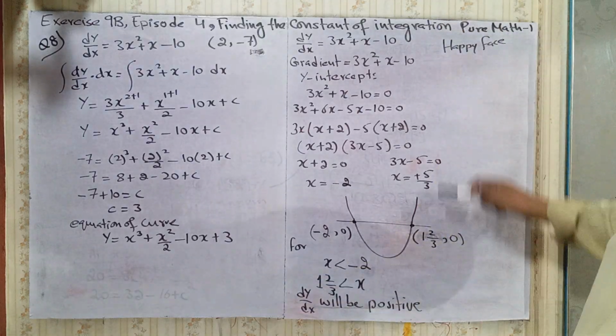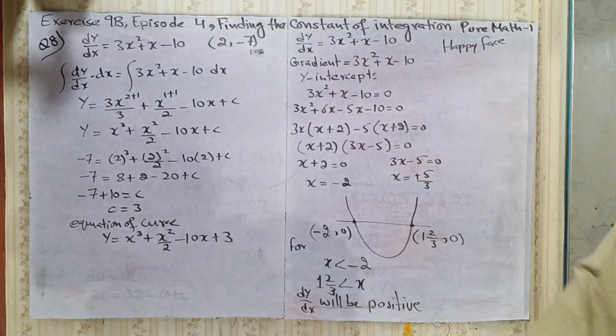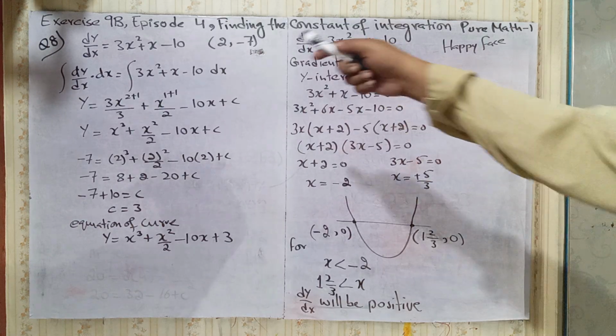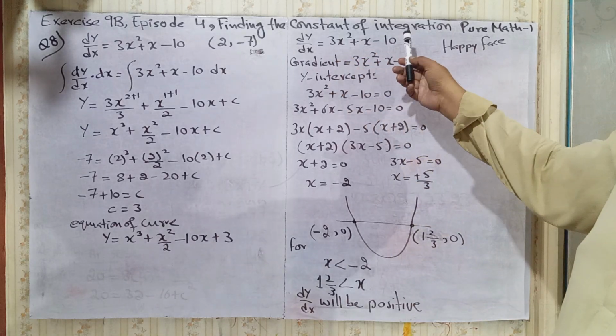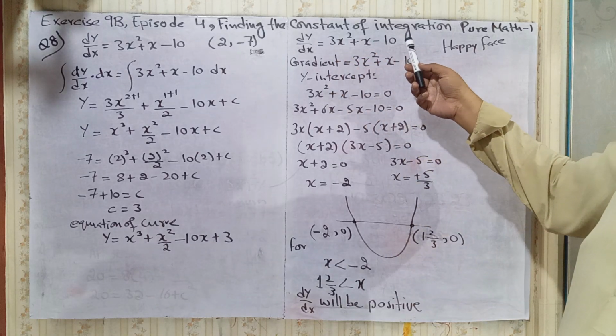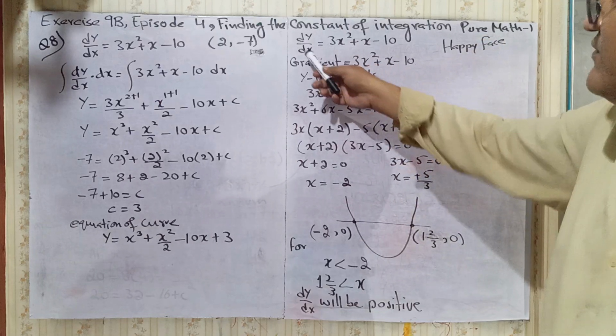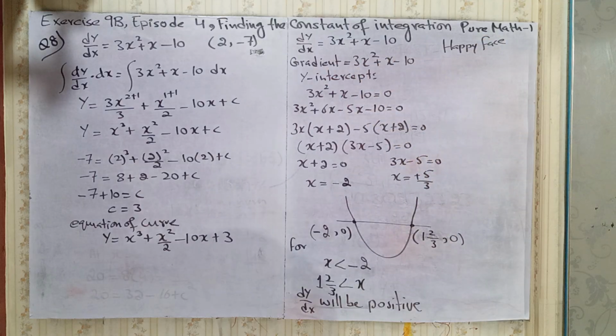Now, this is the first part, and in the first part they ask us to find the equation of the curve, and this is how you will find it. In the second part they ask us to find the values of x for which the gradient of this curve will be positive. The dy/dx represents the gradient, so I want this expression to be positive. So dy/dx basically represents the gradient of that curve.